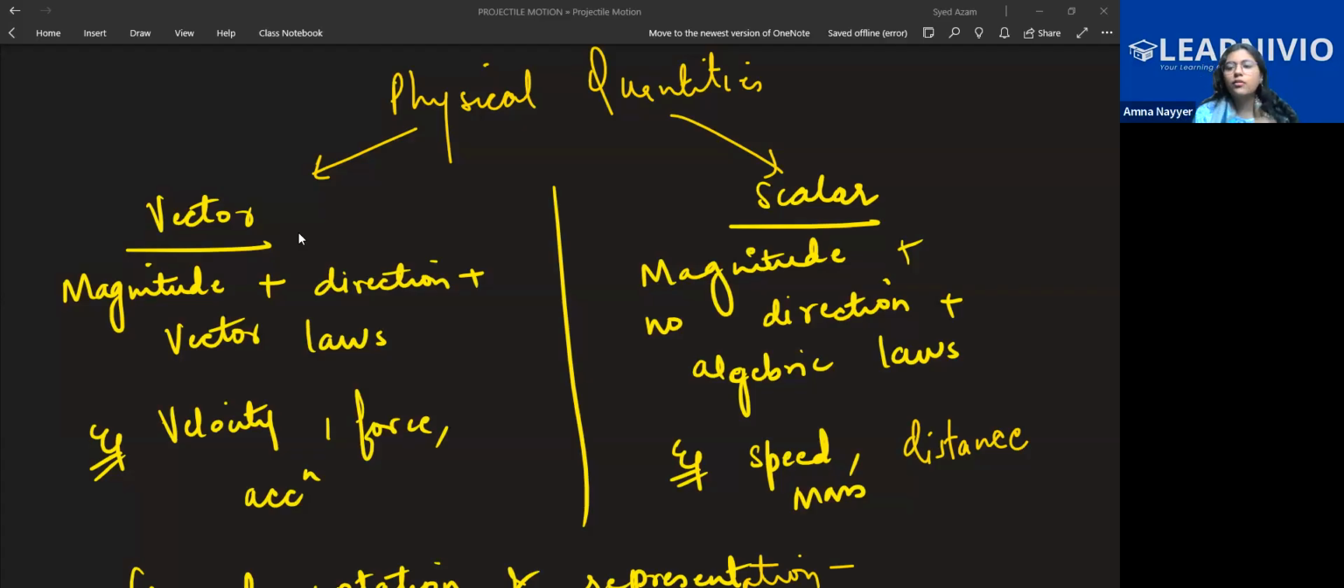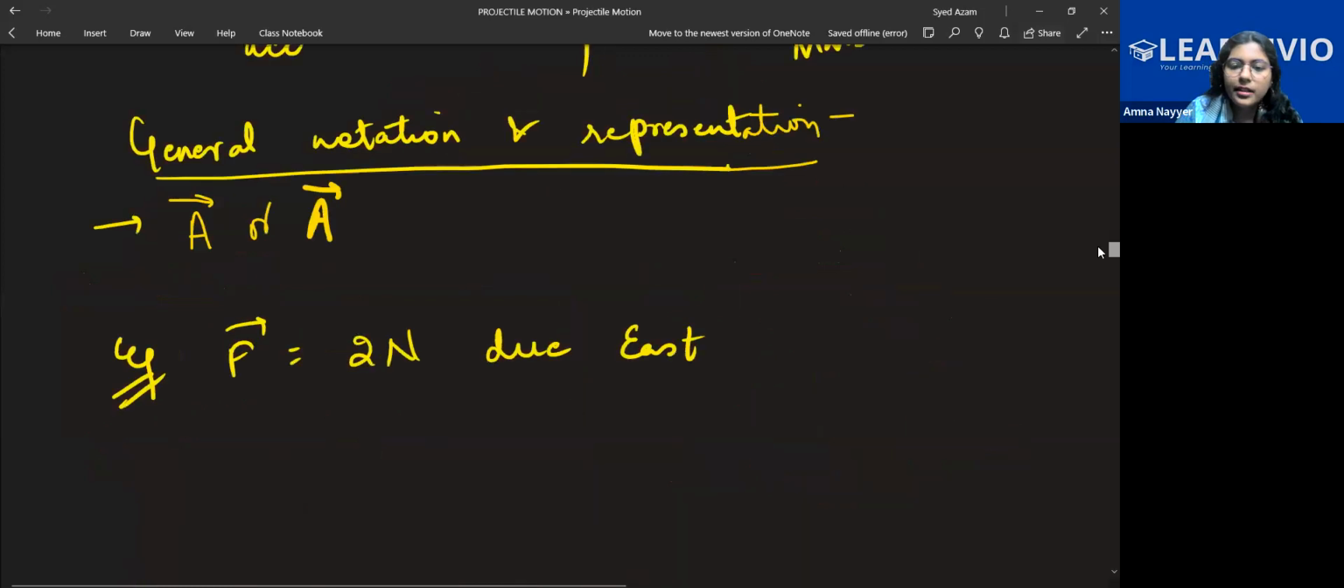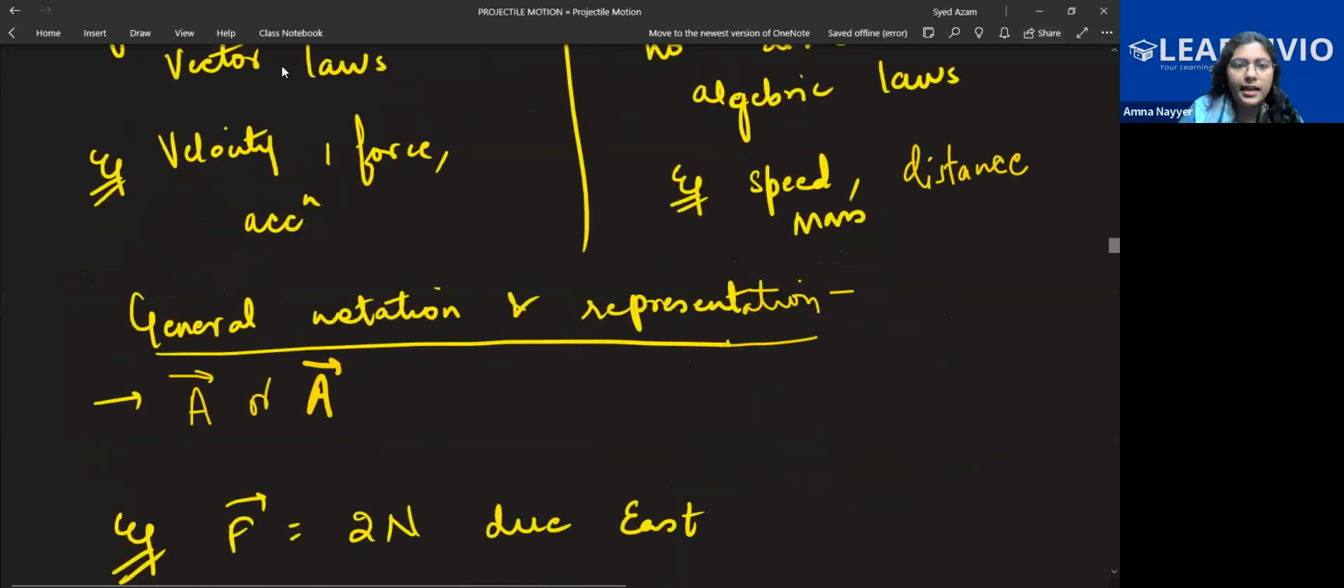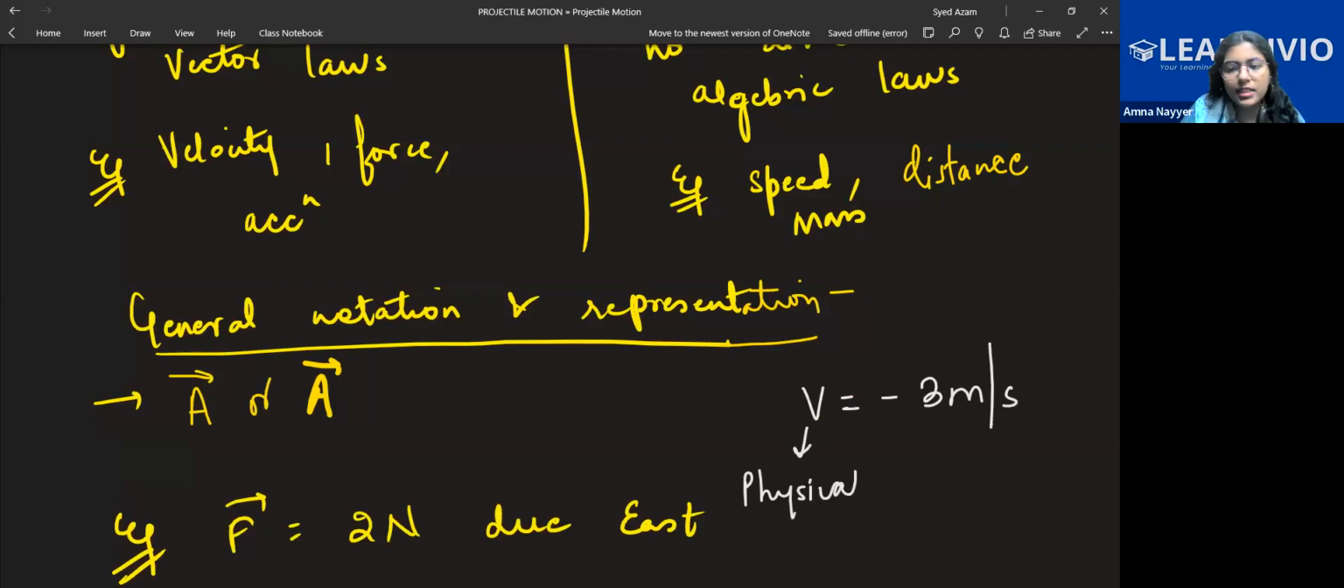Now coming back to your vectors, because this is a very random definition for you to understand at this level. Understand the meaning of magnitude and having a direction and obeying the vector laws. See, if I write the velocity as, velocity is minus 3 meter per second. Look, what is V? V is the velocity, which is the physical quantity. Equal to is the equality sign. Both of the sides are equal.